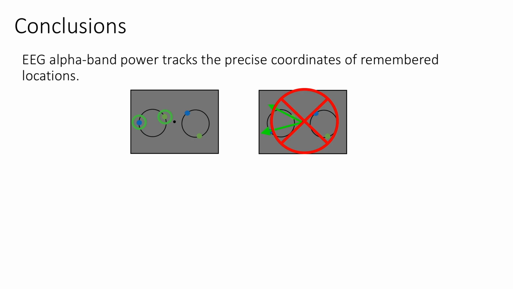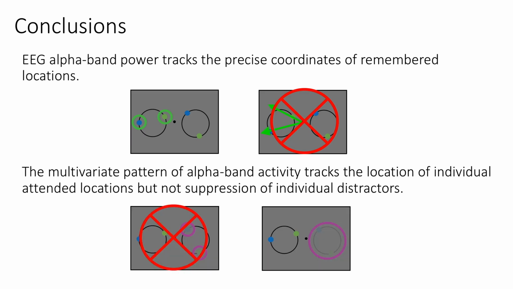To conclude, over the course of this project, we found clear evidence that alpha band activity tracks the precise location of target items. And while we found that we could track the location of a single distractor item, further analysis revealed that this was driven by attention to rather than suppression of the distractor location. So this suggests that if alpha band activity does play a role in suppressing distractor information, it operates on broad swaths of the visual field and not individual distractor locations.